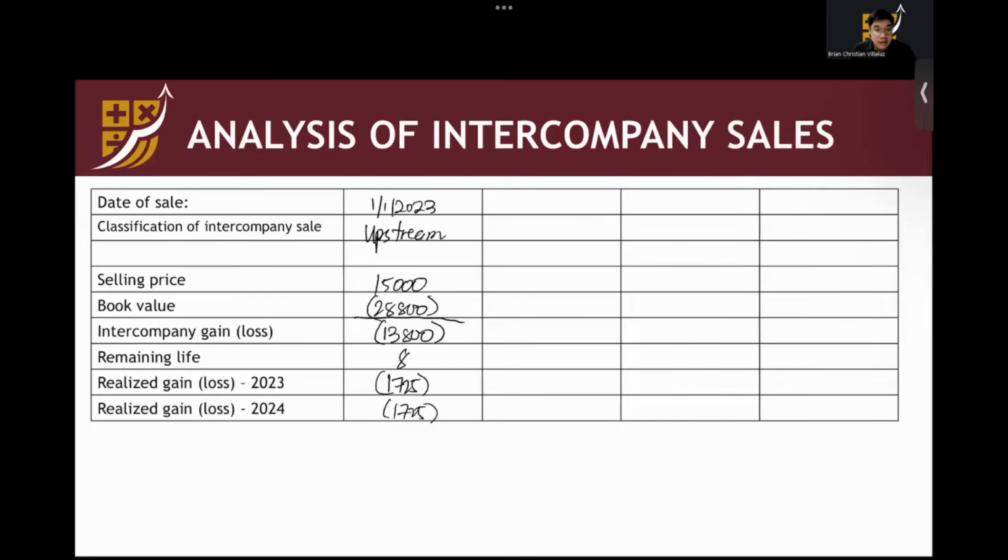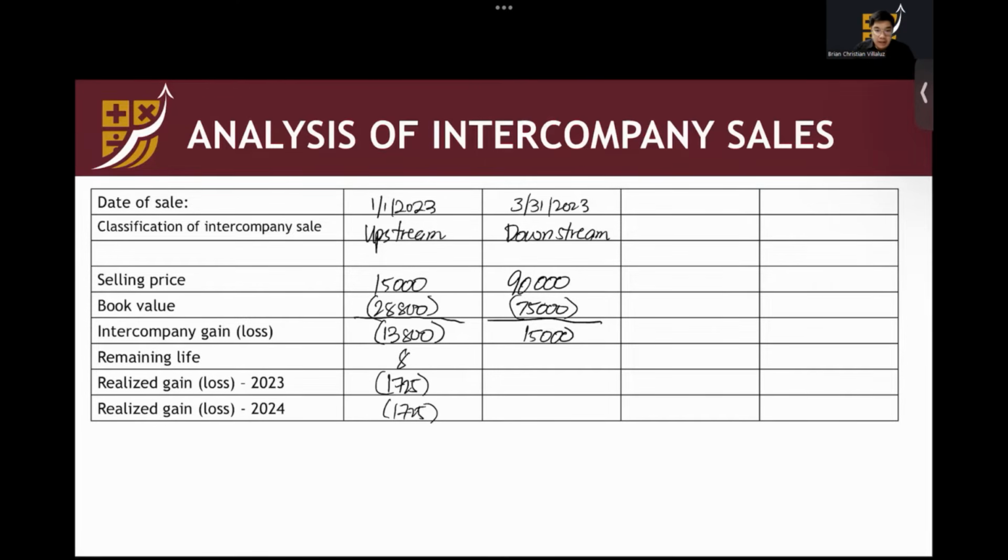Let's move on to your second intercompany sale dated March 31, 2023. Who is the seller? P company. Kung ang parent ang seller, anong tawag natin sa intercompany sale? That would be downstream. Alright? So, what's the selling price? 90,000. Versus book value, 75,000. Mas mataas ang selling price, so the result is gain on sale amounting to 15,000.